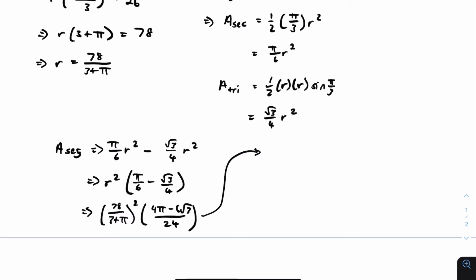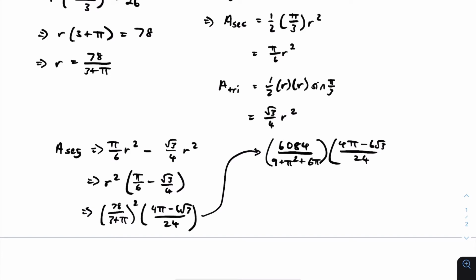Well, we know 78 squared is equal to 6,084. And then 3 plus pi squared is 9 plus pi squared plus 6 pi. And that's multiplied by 4 pi minus 6 root 3 over 24. Now, since this is too complicated to try and simplify, what we can just do is put it into our calculator. So we get 6,084 divided by 9 plus pi squared plus 6 pi. And we multiply that by the other fraction we've given. So 4 pi minus 6 root 3 over 24.